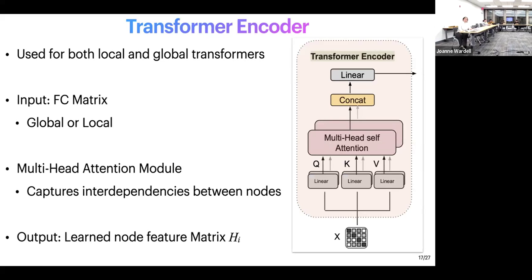So this is the transformer encoder. For this work, they're just using the transformer encoder, and they're doing this for both the local and global transformers. For this encoder, the input is a functional connectivity matrix, whether a local or a global one. Then they have a multi-head attention module, which captures the interdependencies between nodes. The output of the transformer encoder is this learned node feature matrix H sub I, which we discussed.